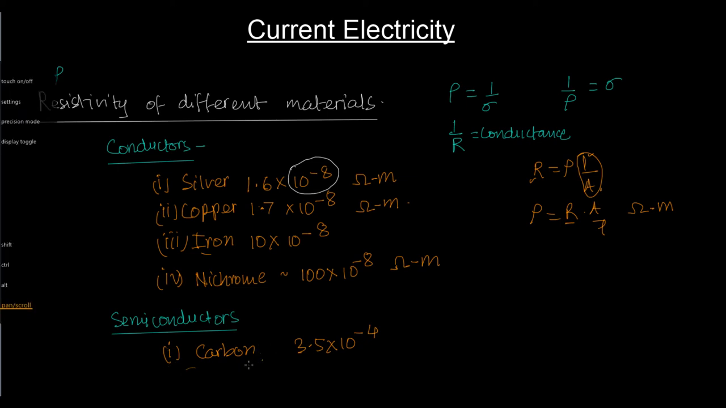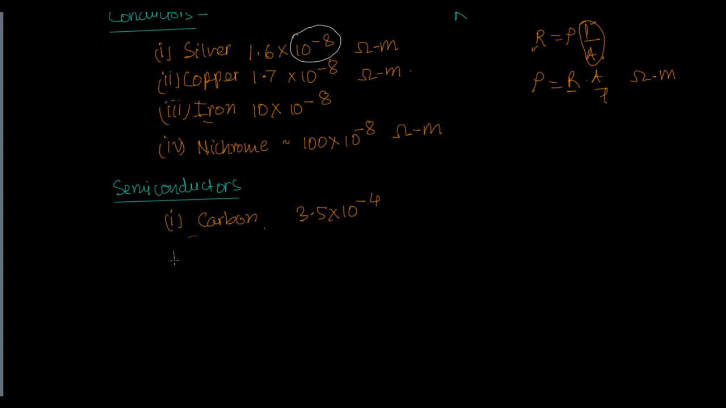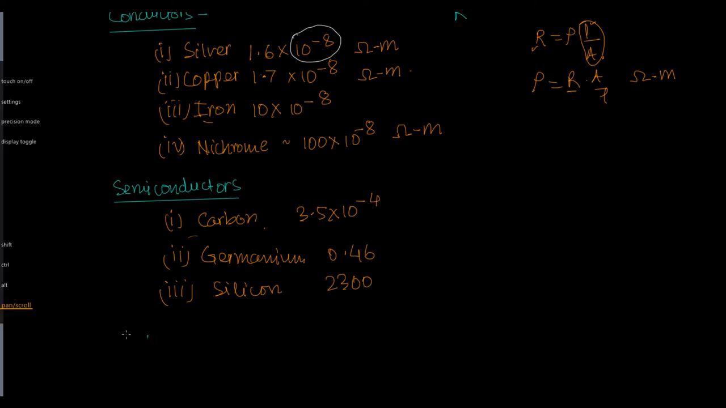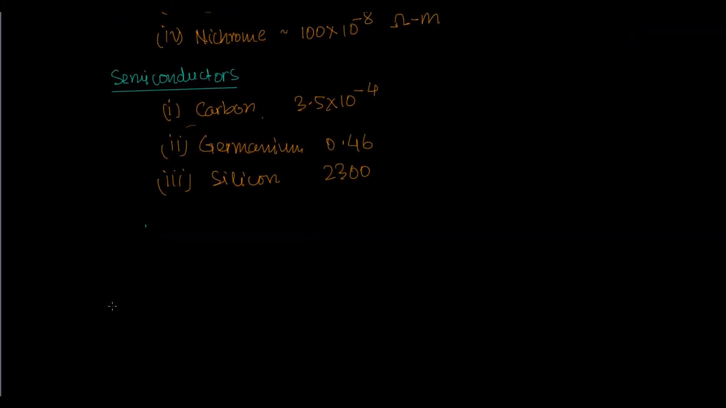Then we have a very, very important semiconductor called germanium. Germanium, right? Its resistivity is about 0.46. Okay, silicon, the resistivity is 2300. Okay, seems to be quite high, but only as long as we have not seen the next class of materials. They are called insulators. Okay, so insulators.